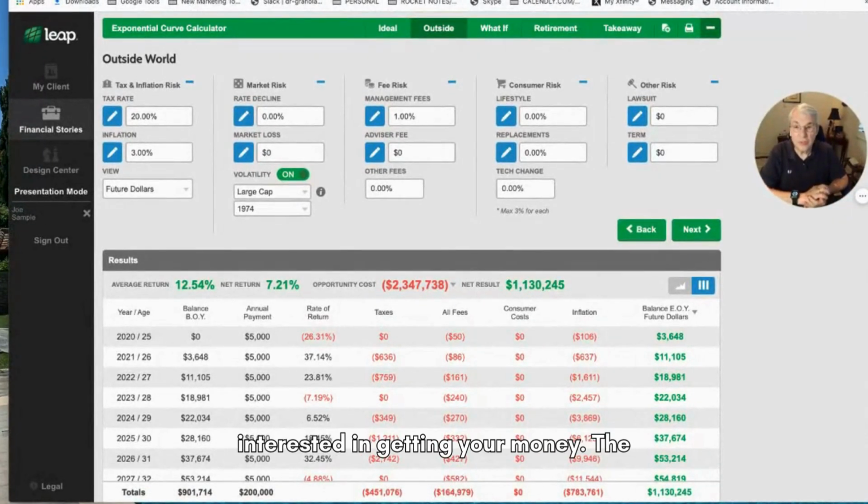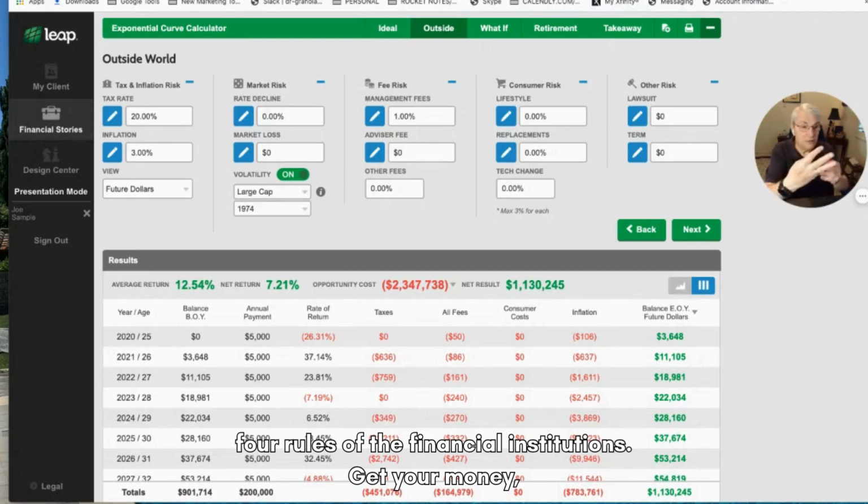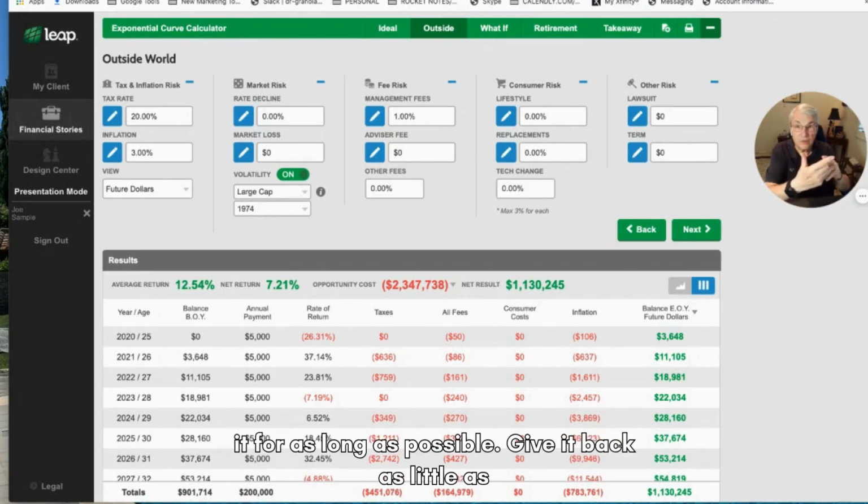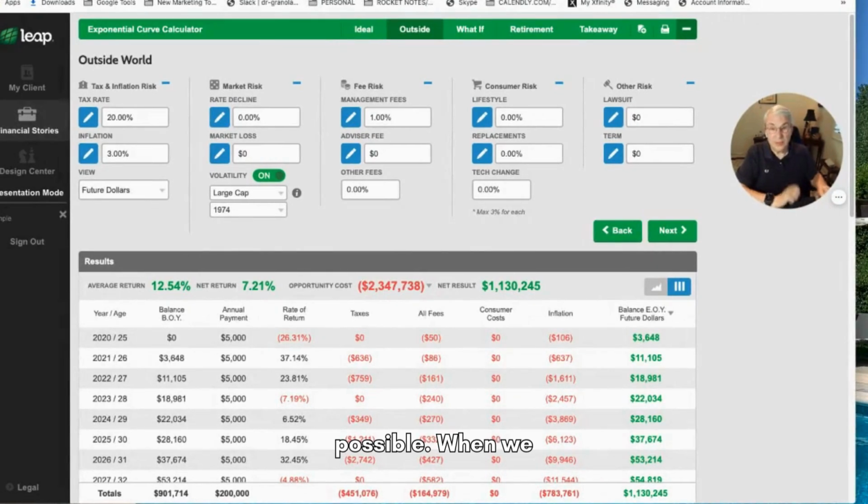They're more interested in getting your money. The four rules of the financial institutions: get your money, get it on a systematic and ongoing basis, hang on to it for as long as possible, give it back as little as possible. So when we look at this, wouldn't it be nice to have an ideal product that would at least cover a lot of these and give you a major kickstart in your financial world? And we're going to talk about that.